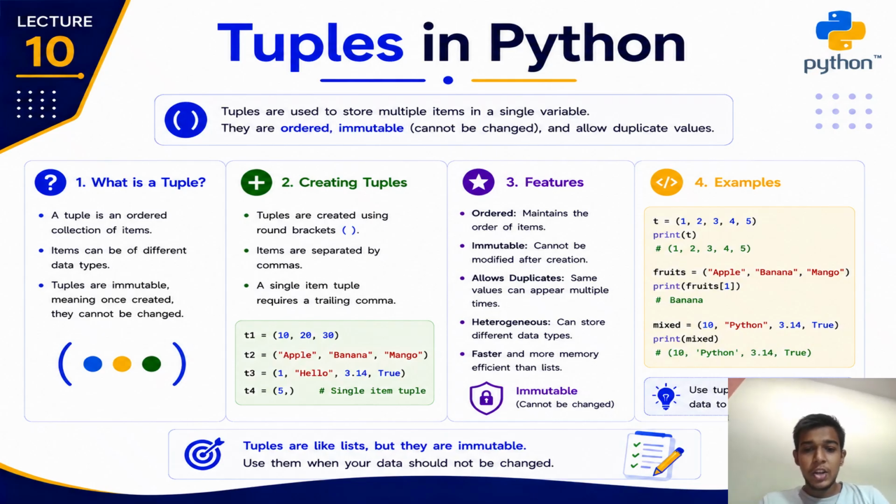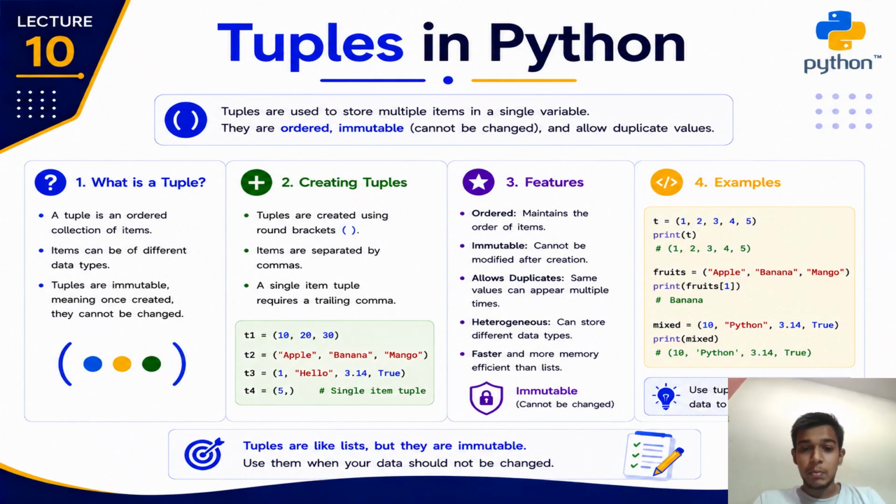Another important feature is that tuples are heterogeneous. This means they can store different types of values together. Finally, tuples are generally faster and more memory efficient than lists because they are immutable. That is one of the reasons why programmers use tuples whenever the data does not need to change.